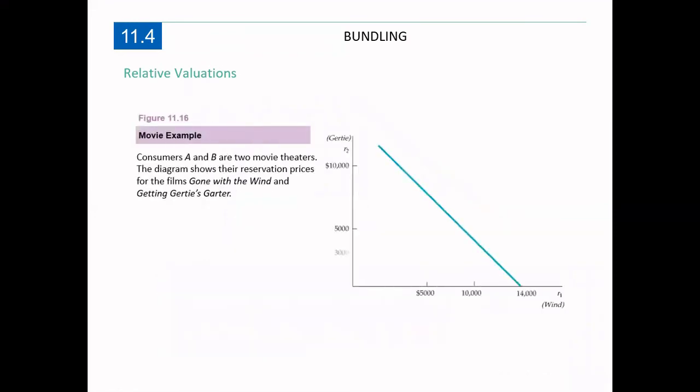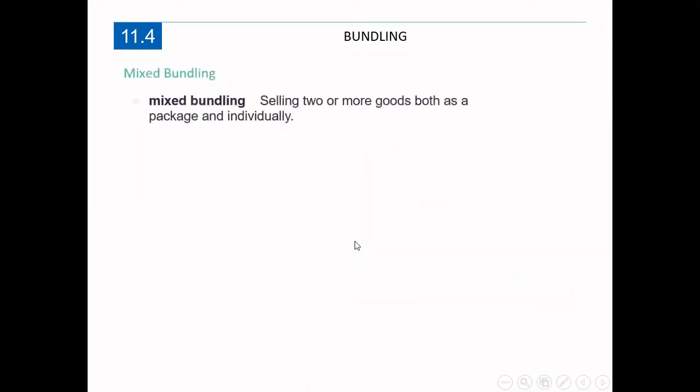The movie example is one of the interesting examples, as we see here. Consumers A and B are the two movie theaters. The diagram shows the reservation prices for the two products. If I have Gone with the Wind and another film, these are the two prices: 10,000 and 12,000 for the Wind, and 3,000 and 4,000 for the other film.